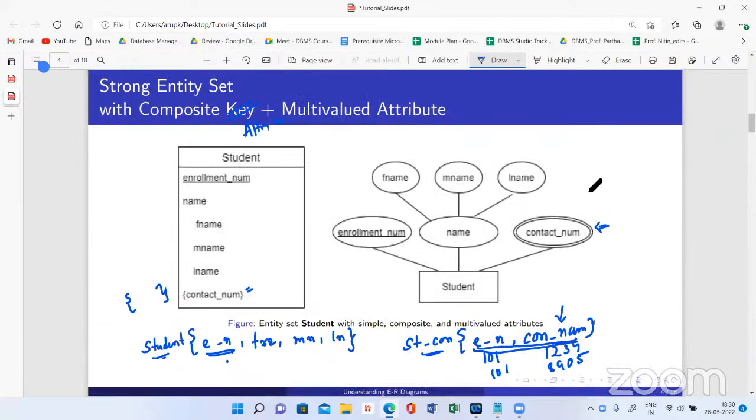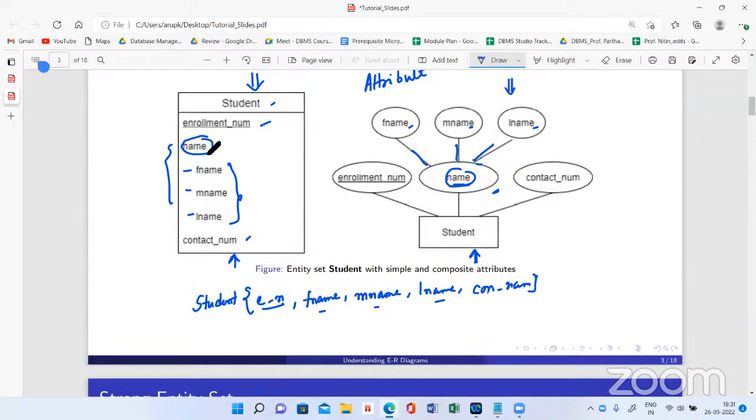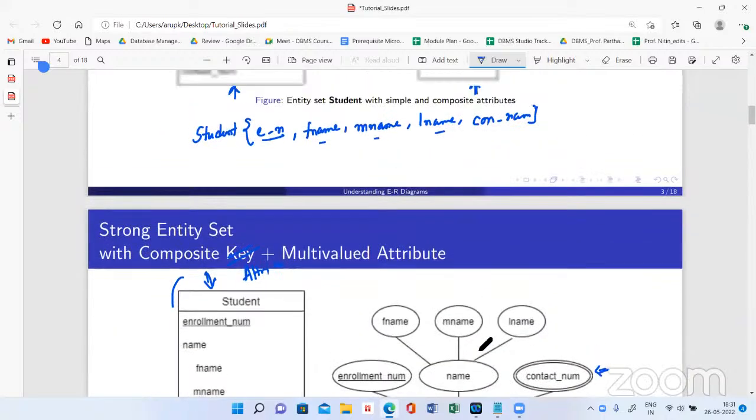Here in the rectangle, we have written contact number in the curly bracket, and here is the double ellipse. Is it some relevant notation? If I'm using this kind of notation, then I use the curly bracket. If you go for this kind of notation, we'll use the double ellipse. Both represent the same thing. So the corresponding thing is represented. This is how we have a composite attribute. Okay, fine.